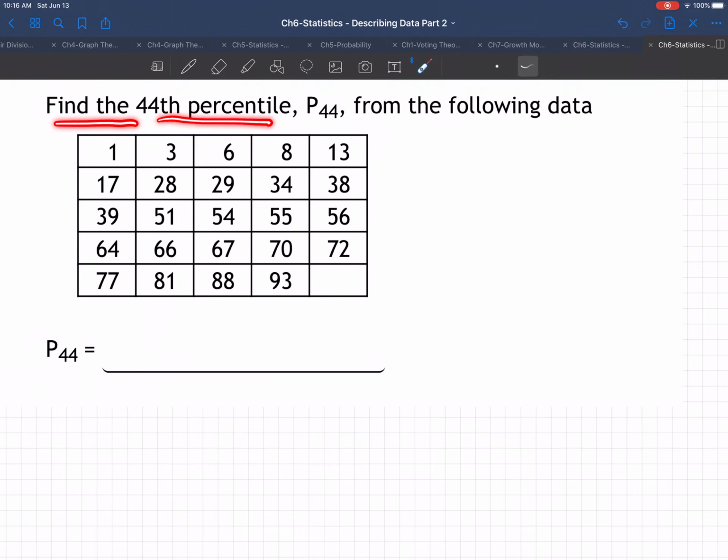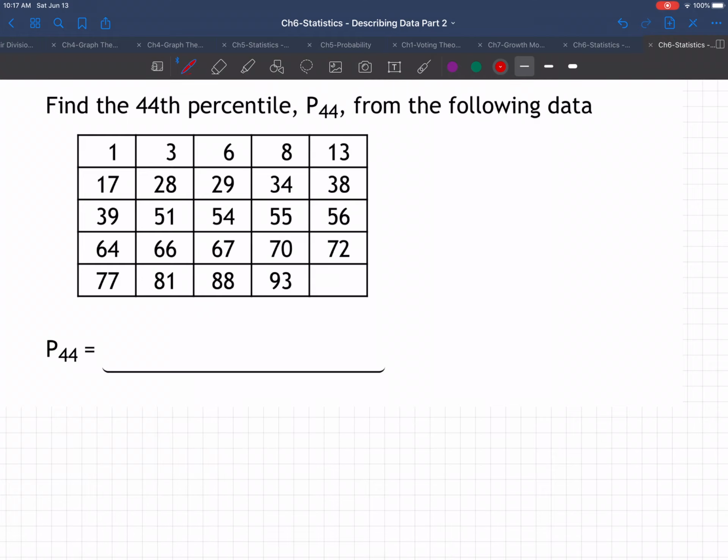Find the 44th percentile from the following data. Okay, so how do we find the 44th percentile from this data? Well, the instructions for percentile are as follows.